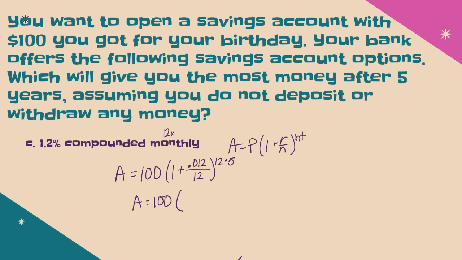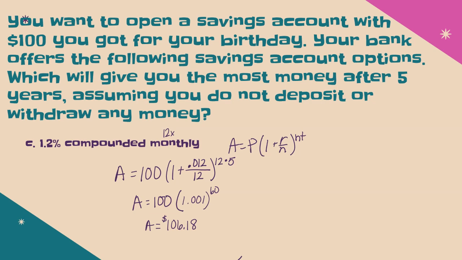Let's start in the parentheses. I'm going to take 0.012 divided by 12, which is 0.001, and I'm going to add 1 to it. I have 1.001. And then my exponent, 12 times 5, is 60. Now I'm going to take 1.001 to the power of 60, which is 1.06, etc. And I'm going to multiply that by 100. And I end up with 106.18. So this time I only made $6 over 5 years.